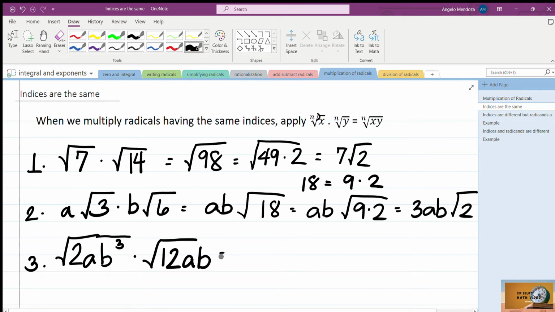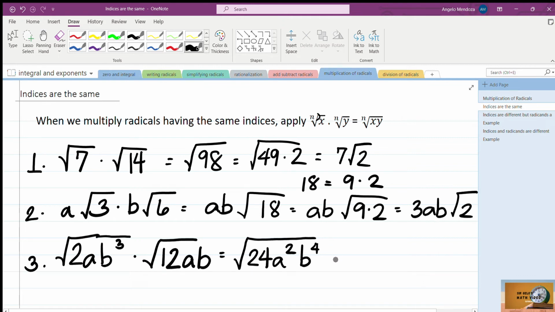Okay, next. For number 3, you have the square root of 2ab cubed times the square root of 12ab. So we can apply here the laws of radicals and laws of exponents as well. So we just write the radical sign. So you just multiply directly. So that's 2 times 12, so that's 24. A times A, that is a squared. So we apply the laws of exponents here. b cubed times b is b raised to the 4th power.